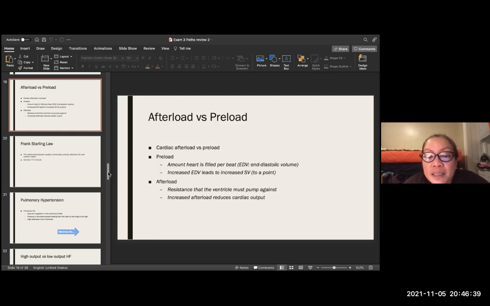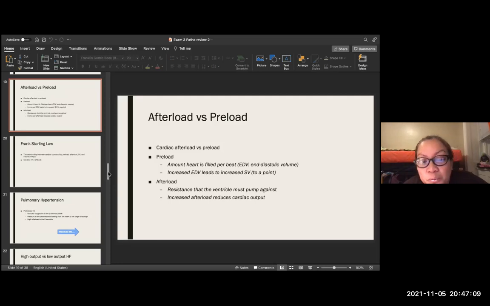Now, this one is talking about end diastolic volume, EDV. So it means after the diastole. So what is after the diastole? The dub. Lub, dub. Lub, dub. The lub is S1, and the dub is S2, the hard sound. So this is happening in the dub, the end diastolic volume. Increased end diastolic volume leads to increased stroke volume to a point. So this is directly proportional.